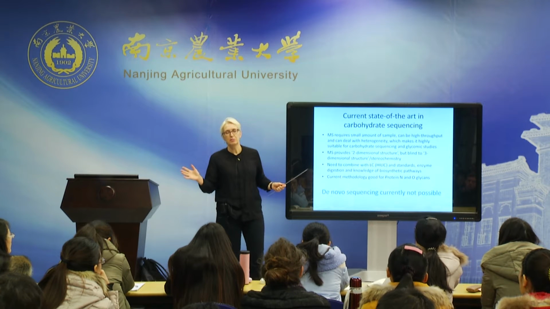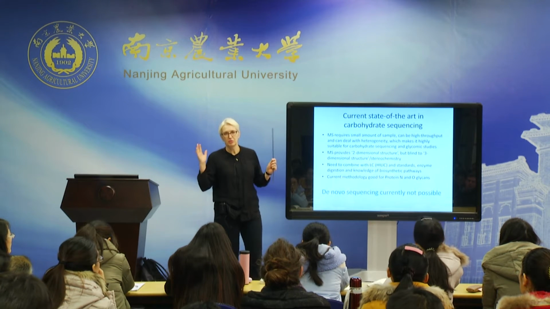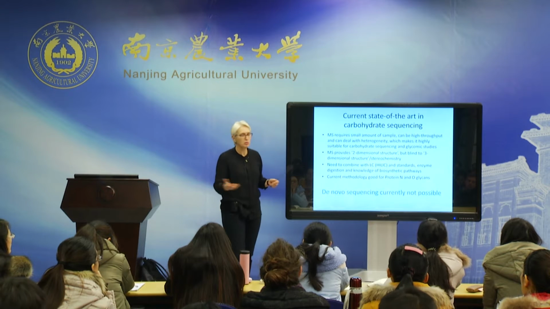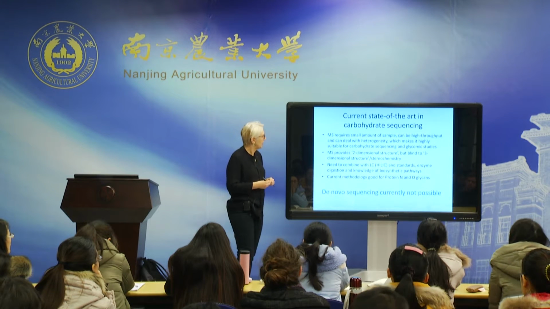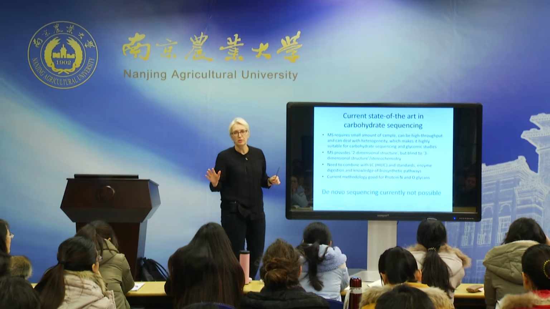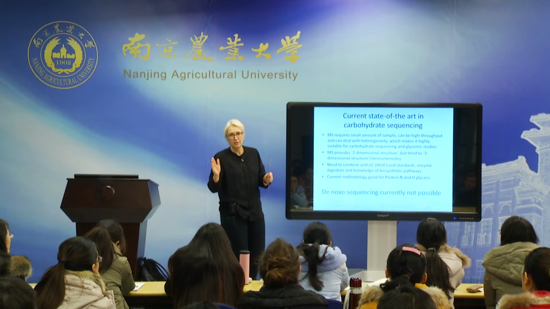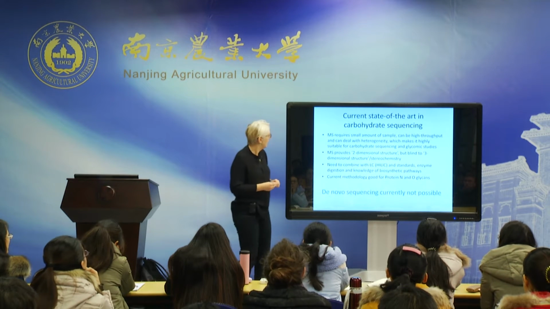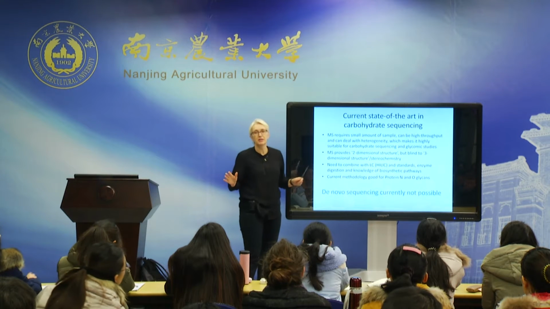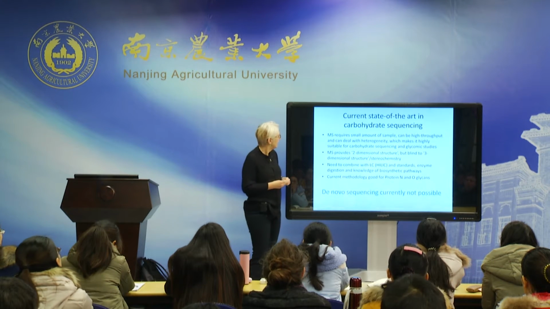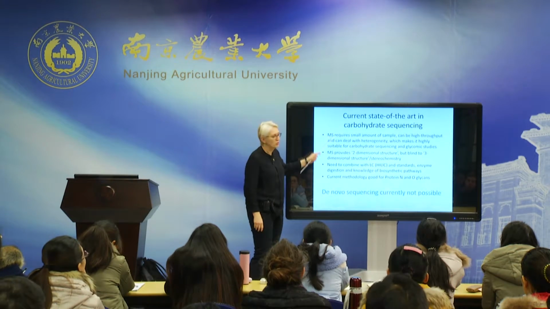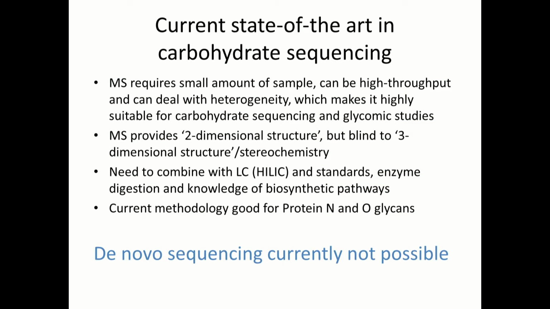NMR is fantastic, but it really requires too large amounts for serious high throughput analysis, although it will always remain the gold standard if you really want to nail down a structure. NMR is fantastic if you have enough material. But mass spec is really something we should be thinking about, because it's really high throughput. It can deal with heterogeneity.